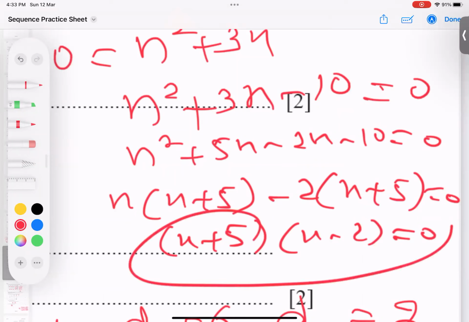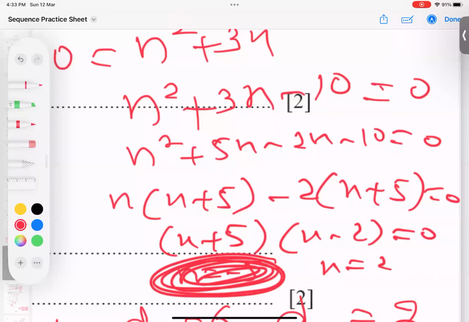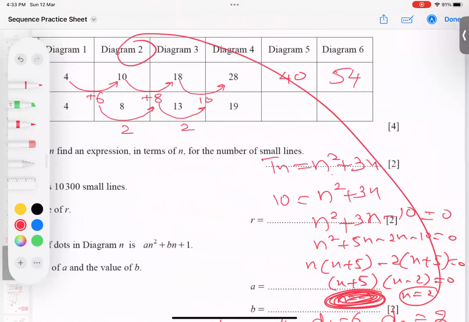So either this part equals 0 or this part equals 0. When I solve both, I get negative 5 from here and positive 2 from here. Negative is never possible, so 2. And you saw, alhamdulillah rabbil alameen, I got diagram number 2.